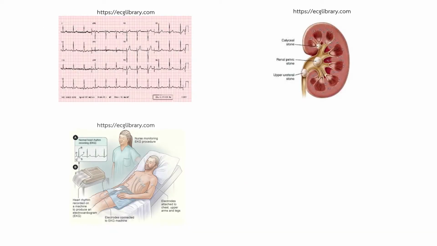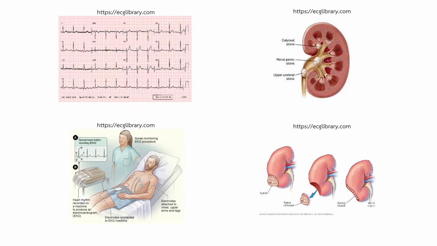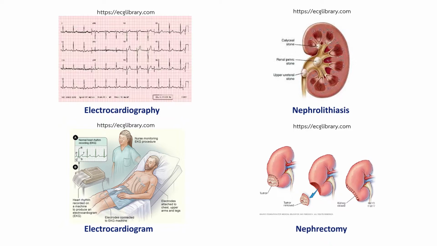This slide shows some examples of words that you may see, mostly made by word components joined by combining forms to make different meanings, such as electrocardiography, electrocardiogram, nephrolithiasis, and nephrectomy. We will go into the details of these word constructions step by step later.